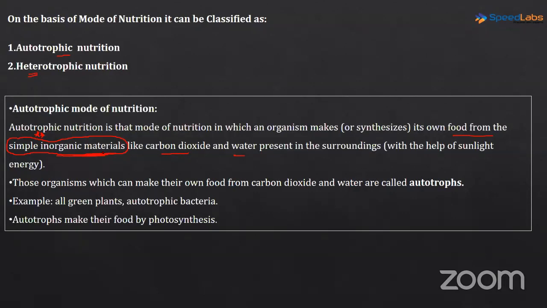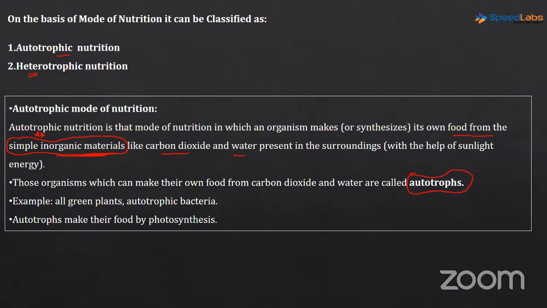Dhyan se suno, I am emphasizing on the term simple inorganic material. That means it is very important. Okay, and the organisms which are following this mode of nutrition, they are called as the autotrophs. I am sure examples aap logo ko pata hai, right?